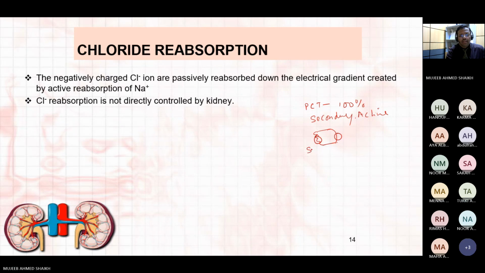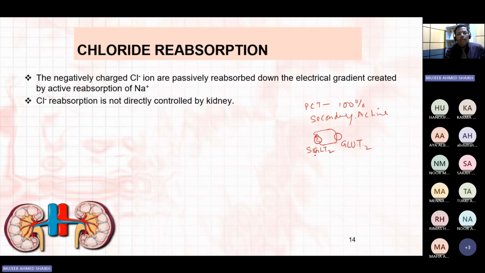On the luminal border, SGLT2. And what is on the basolateral border? Sodium potassium pump, but for glucose we are talking about GLUT2. So SGLT2 and GLUT2.